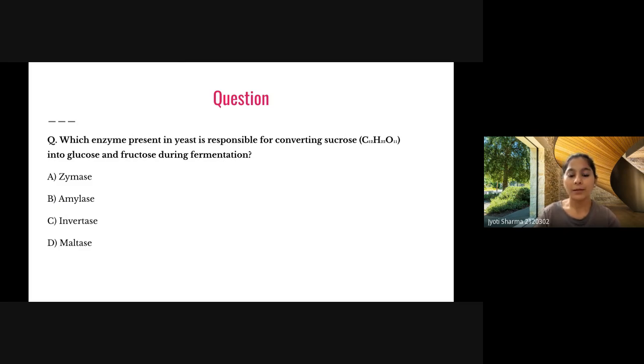Okay. Now, as I told you, we will have fermentation. That fermentation will convert your sugar, sucrose, into glucose and fructose. But which enzyme present in some yeast is responsible for this conversion? So we have zymase, amylase, invertase, maltase.